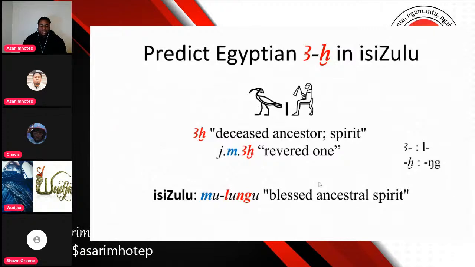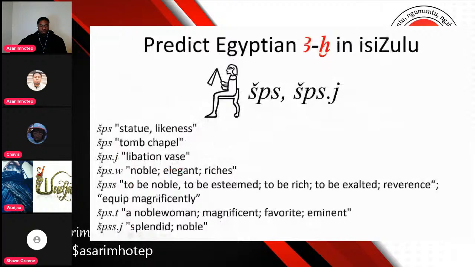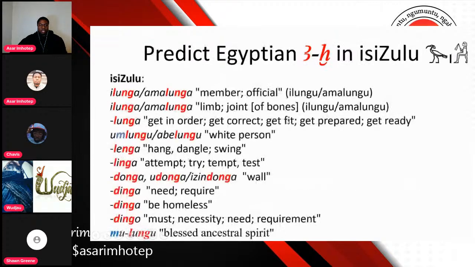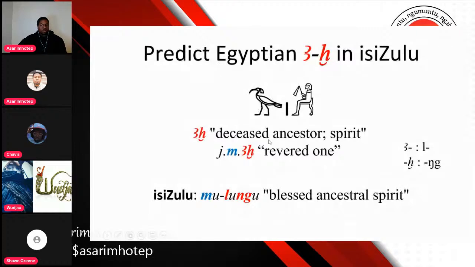As is the case, ak is deceased ancestor, and a variant of it means revered one, with the semi-vowel E or Yi, and then M prefixes on the root. It just means a revered one. So it would make sense, given, to be noble, to be esteemed, to be exalted, reverence. So this grapheme here is being used to let you know that it's not just a dead person, it's someone who is exalted, someone who is revered, and someone of noble means. So for isiZulu, you would say Mulungu, a blessed ancestral spirit.